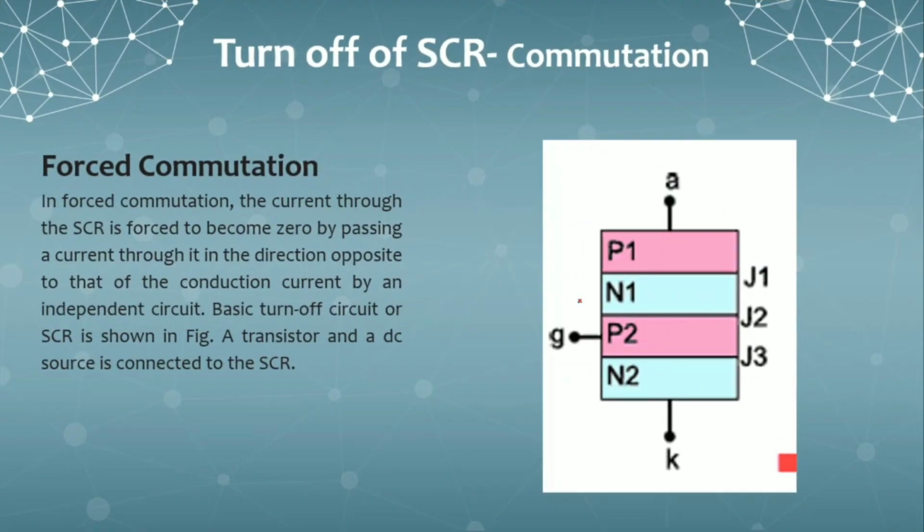Next is turning off the SCR by using forced commutation. By using forced commutation, we have to use an external circuit to turn off this SCR.